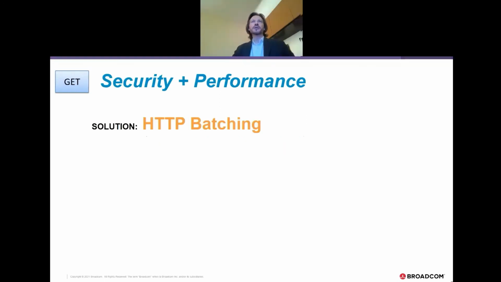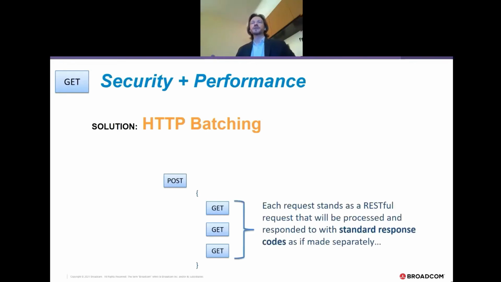So the solution to both of these might be the HTTP batching pattern. I can create an envelope request that can contain other standard HTTP requests using the REST scheme. In this case, each request within the envelope stands as a RESTful request that will be processed and responded to with standard response codes, just as if each request was made separately. Really no difference other than it doesn't have the extra overhead of all the HTTP handshaking.